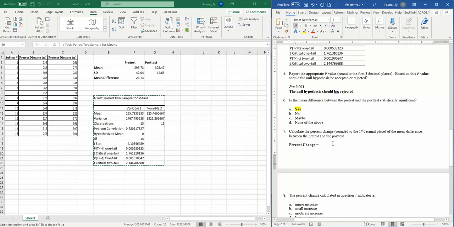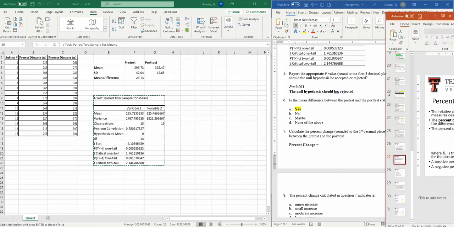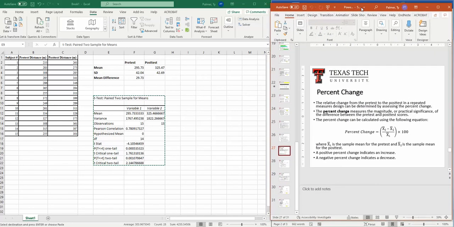Okay, let's move on to question 7. Question 7 says calculate the percent change of the mean difference between the pretest and the post-test. To calculate the percent change, there's an equation in your PowerPoint, and it goes into detail on the percent change and what it is. But let's see if I can pull that over here to our screen and you can see.